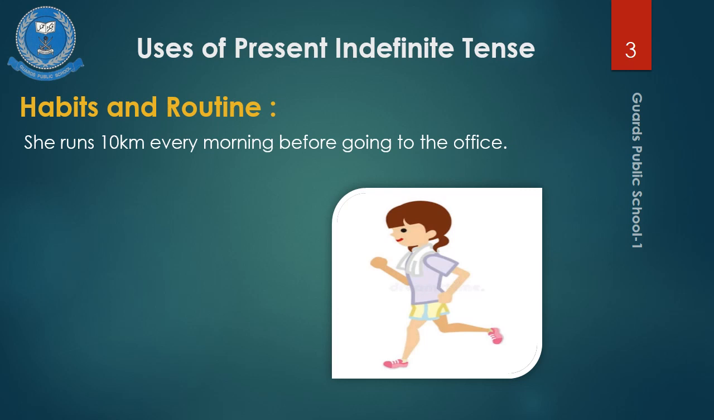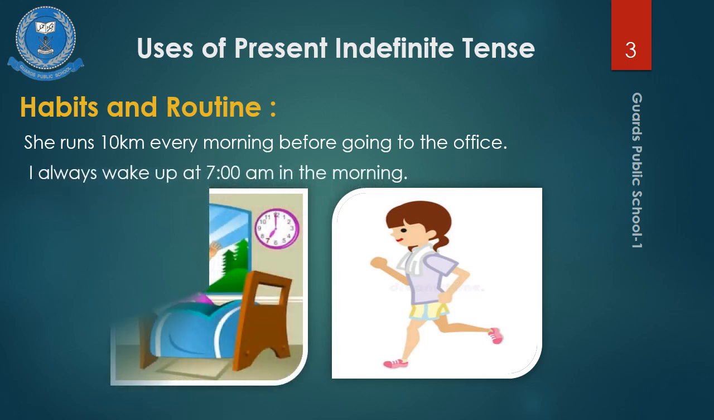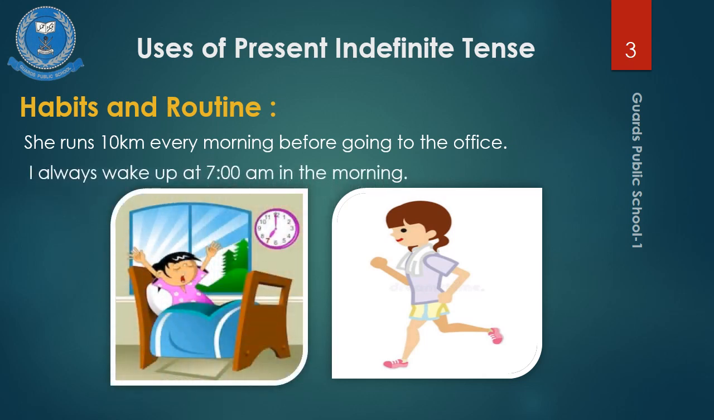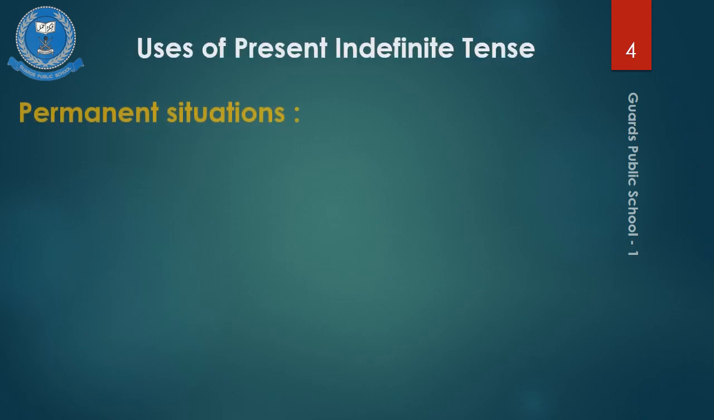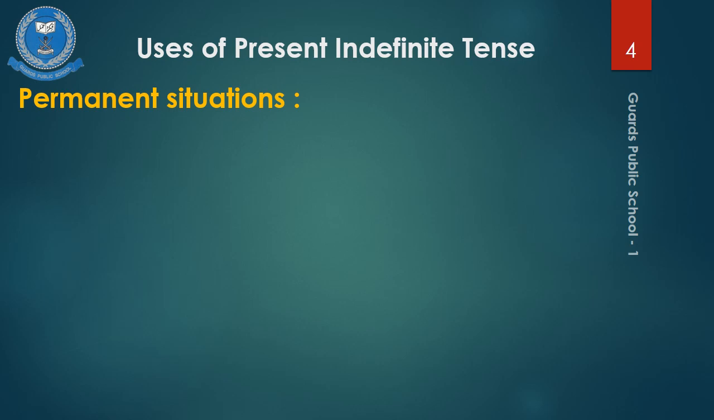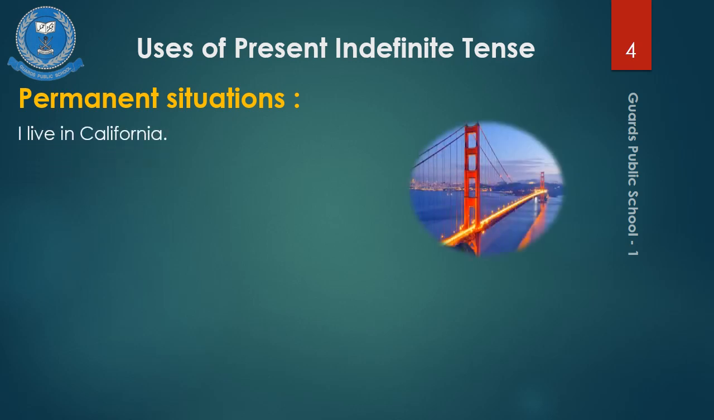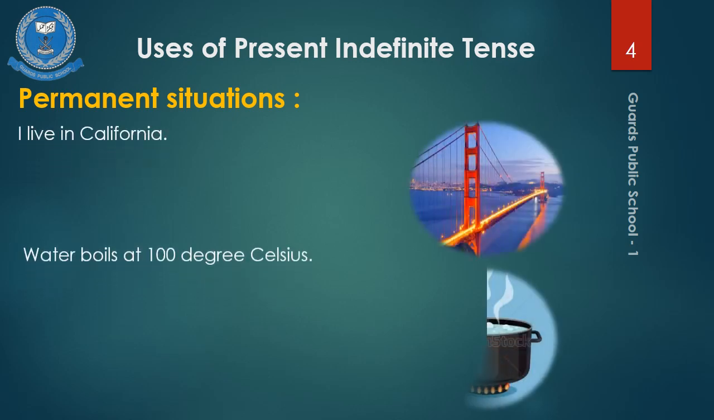Sentence number 2. I always wake up at 7 in the morning. So, this is my routine. I daily wake up at this time. Present indefinite is also used to talk about situations that are mostly permanent or shows a present state. For example, I live in California. Water boils at 100 degrees Celsius.